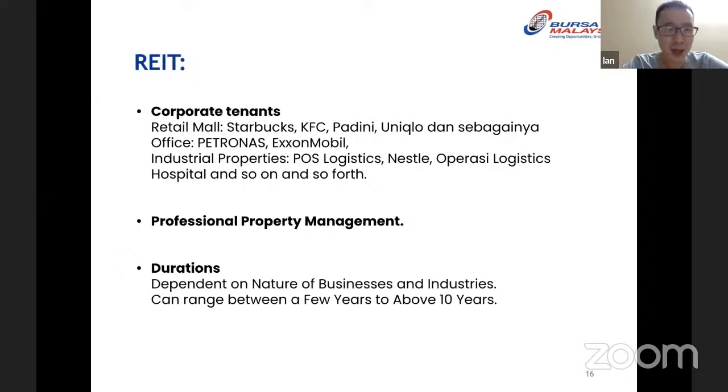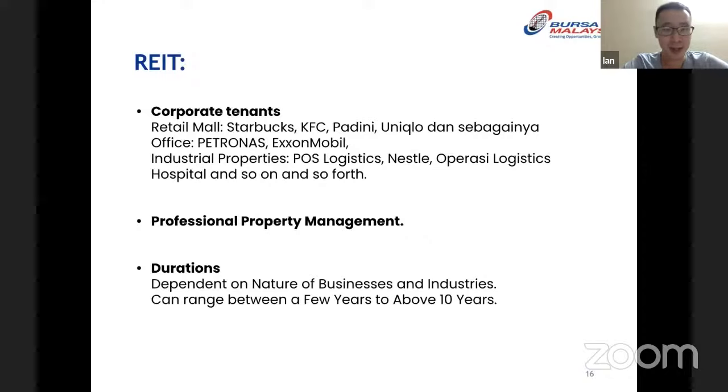And so that is for shopping malls. But what if the REIT has an office building or a portfolio of office buildings? Then you can have, in the case of KLCC Securities, Petronas or ExxonMobil as their tenant.